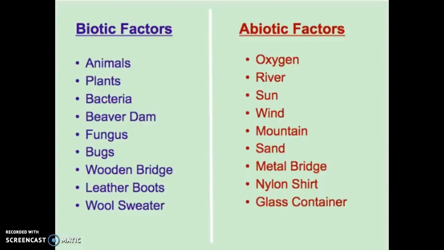The abiotic factors, on the other hand, would be oxygen, river, the sun, wind, temperatures, rain, mountains, sand, a bridge that was made out of metal, a nylon shirt, or a glass container. Obviously, the last three items on each of these lists are not naturally occurring, and so we won't spend a lot of time focusing on those.